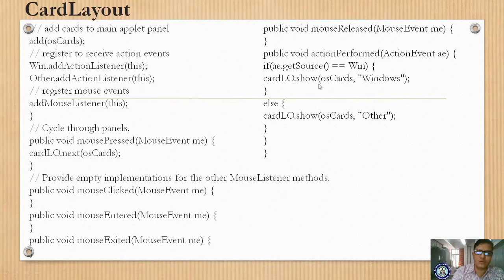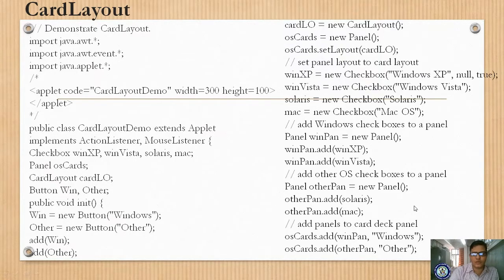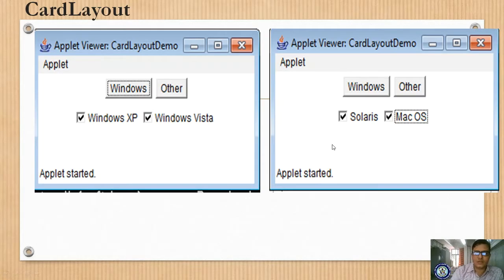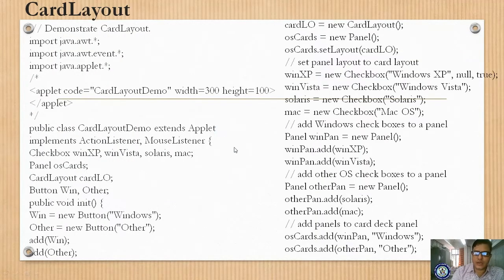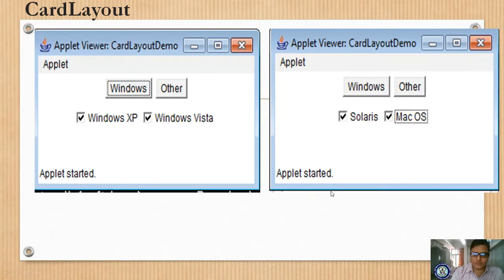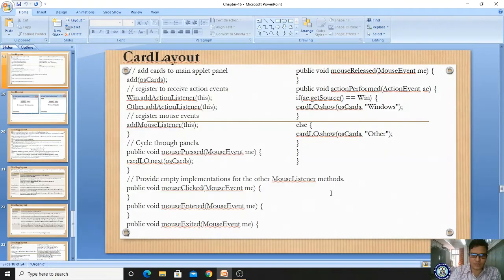What is the layout we have given here? Where we are adding this win panel. So the other panel, and we are adding win pan and other pan. Likewise, you are adding your windows to your layouts. Let us see this sample program.